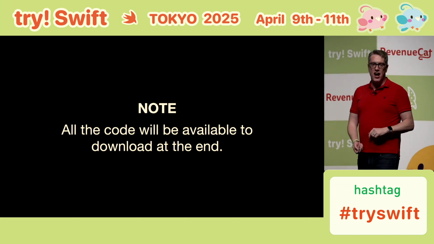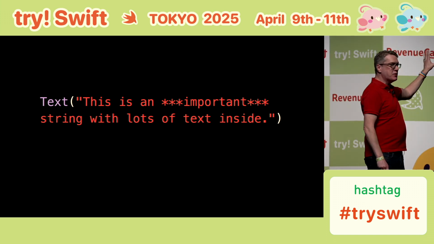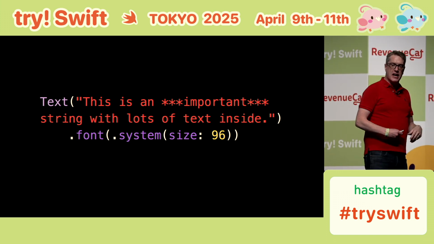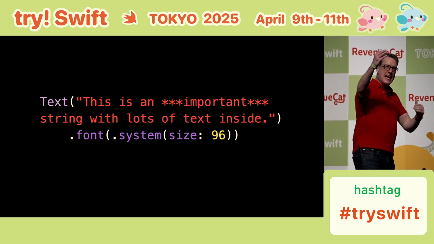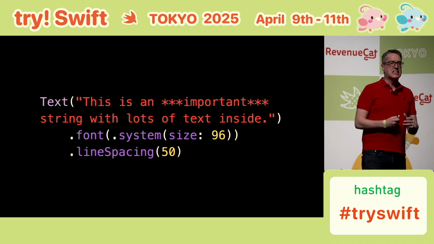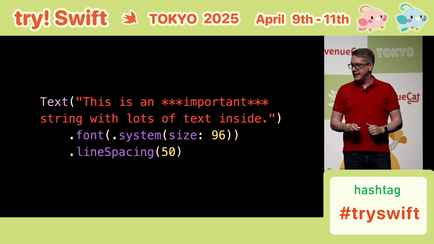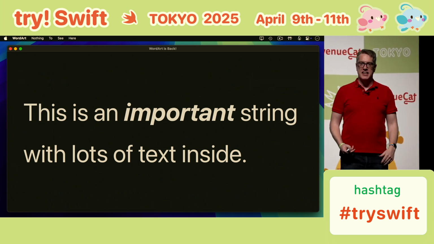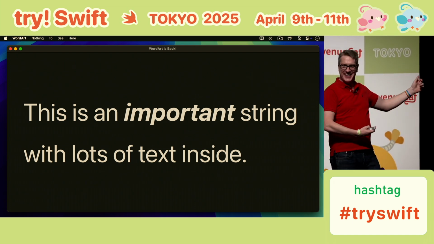OK, let's start real simple. Here is a basic piece of SwiftUI text with some markdown styling attached to it. I'll give this thing a nice chunky font size, so you can see even in the peanut gallery at the back, and a nice big line spacing as well. Again, making it easy to read. And here's the result. Obviously, massive round of applause, folks. Come on.